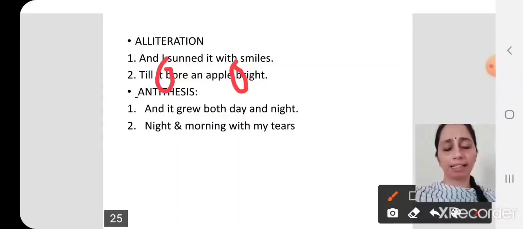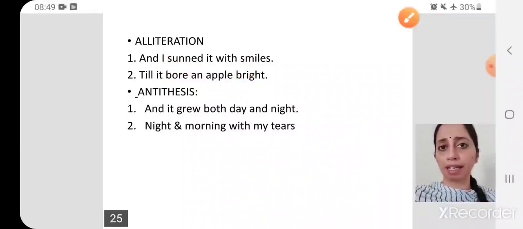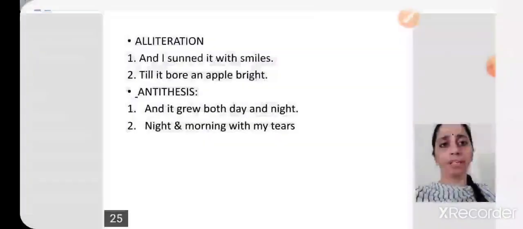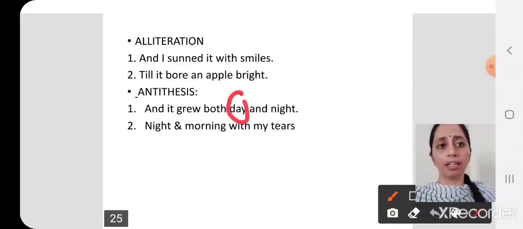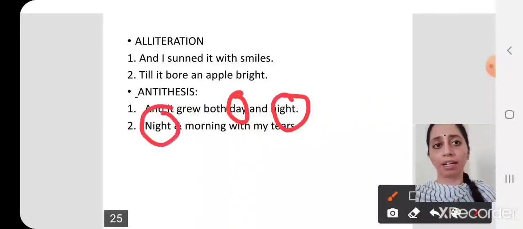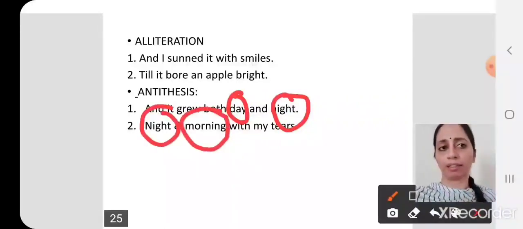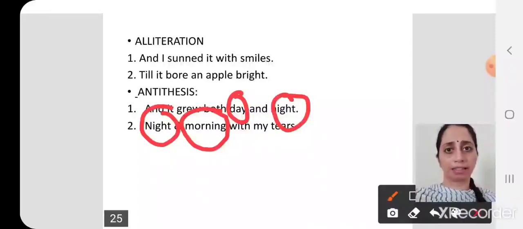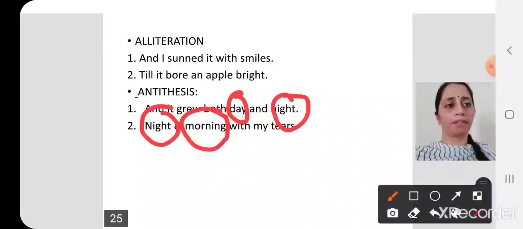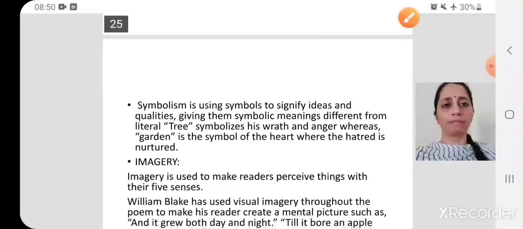Next is antithesis. Now what is antithesis? When two opposite words are placed in the same line, the figure of speech is antithesis. So what are the two opposite words over here? In the first line, we have the opposite words day and night. And in the second line, we have night and morning. So when two opposite words are used in the same line, the figure of speech is antithesis. Clear? Moving on to the next figures of speech.